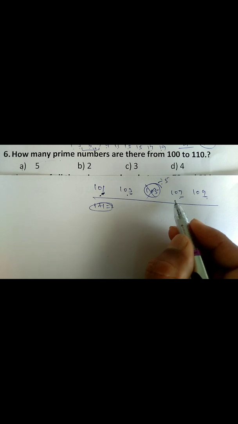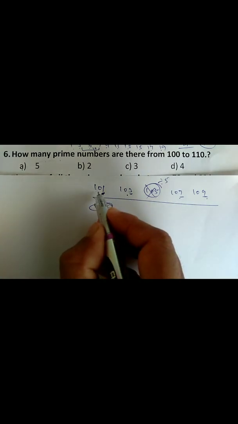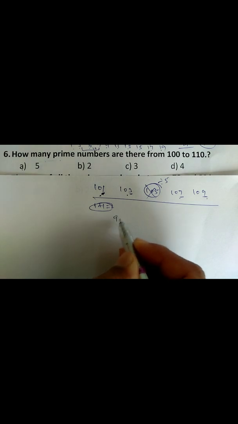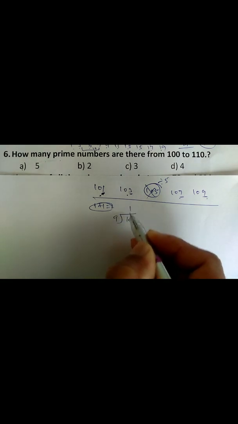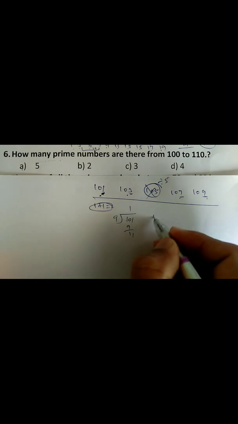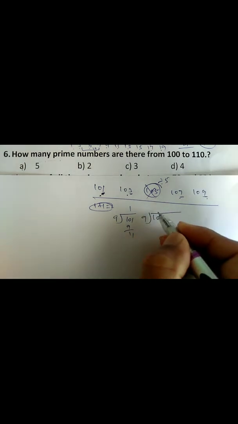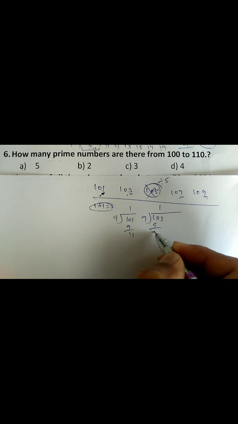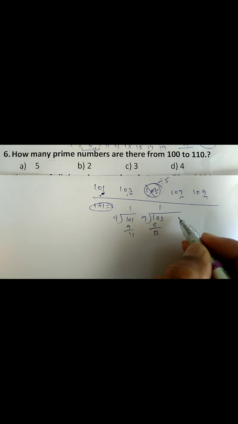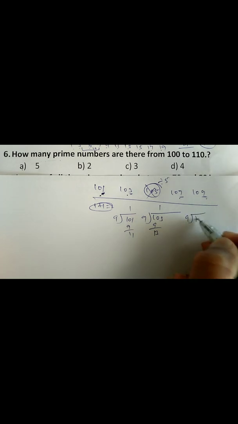Then check it for 9. 10 nines are 90. Suppose now we have to divide 101: 9 ones are 9, 1 remains, 11, so it is not possible. 103, you can check: 9 ones are 9, then 1 remains and 3, you have 13, so again it is not possible. Then 107: 9 ones are 9, 17 remains, it is not possible again. Then 109: 9 ones are 9, 19 remains, so again it is not possible by dividing by 9.